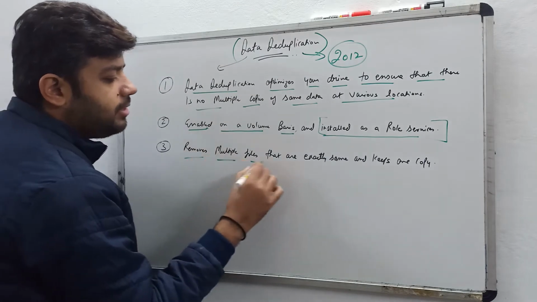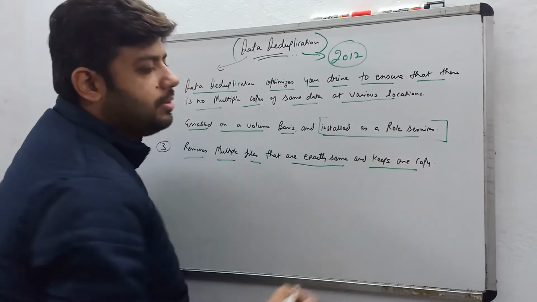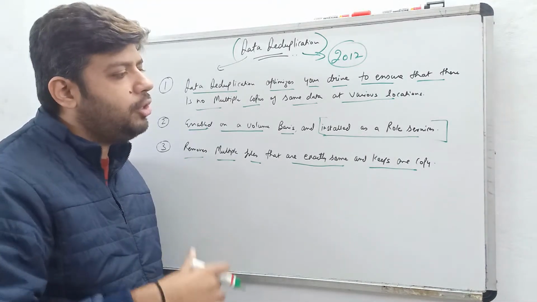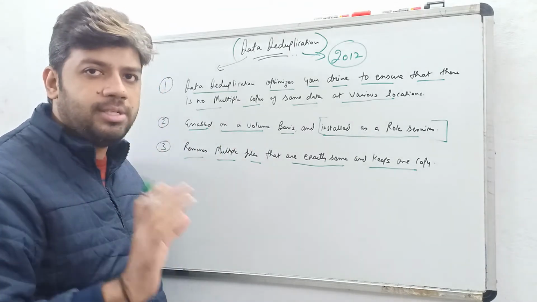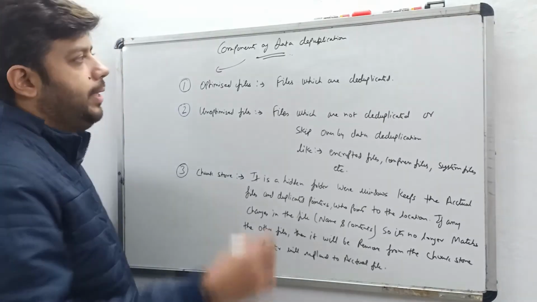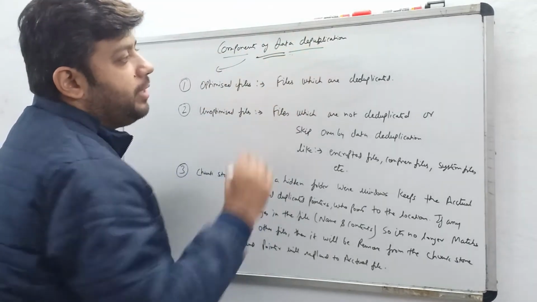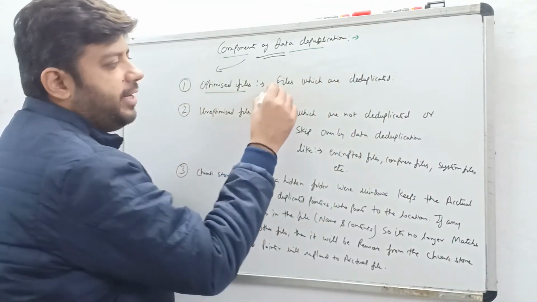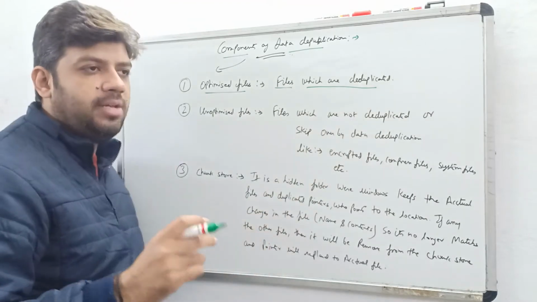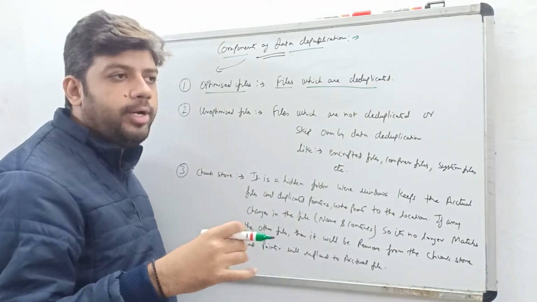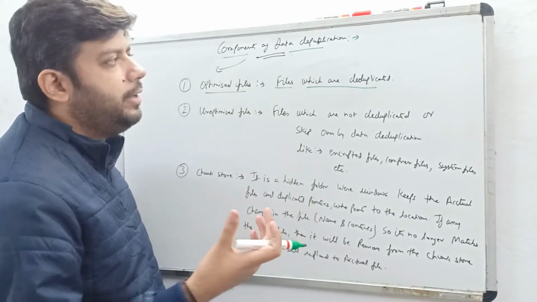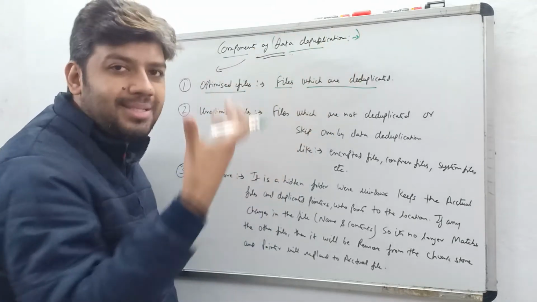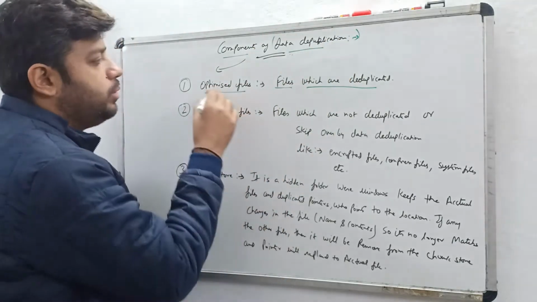It removes multiple files that are exactly the same and keeps one copy. So if you have one file with multiple copies in your drive or volumes, it keeps only one copy and the rest of the files are automatically deleted. Now let's talk about the components of data deduplication. What components does it provide? Number one is optimized files. Optimized files means files which are deduplicated. Imagine I have 50 files in one drive, and all the files are scanned and checked for duplicacy. That is known as optimized files.